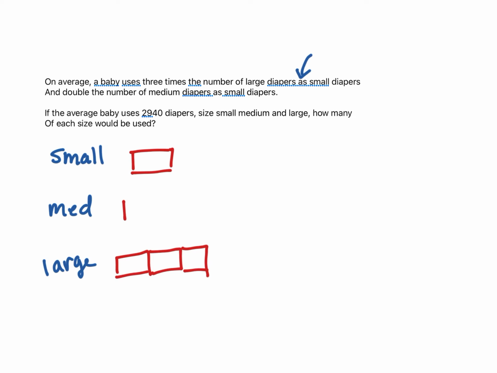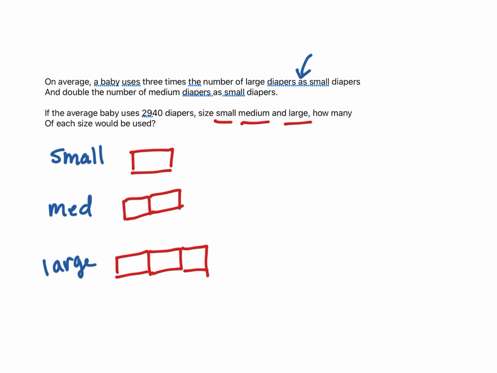The old version only says small and large, and so you would interpret this a little bit differently. But because we're using the newer version, as I talk about it, we're going to use all 3 sizes. So all 3 sizes includes 1, 2, 3, 4, 5, 6 boxes. And we had 2,940 diapers that need to be split into those 6 boxes.